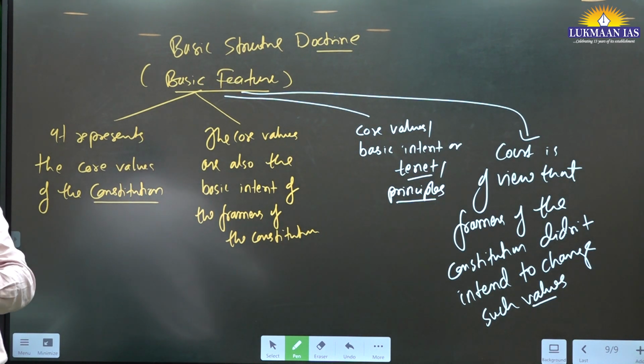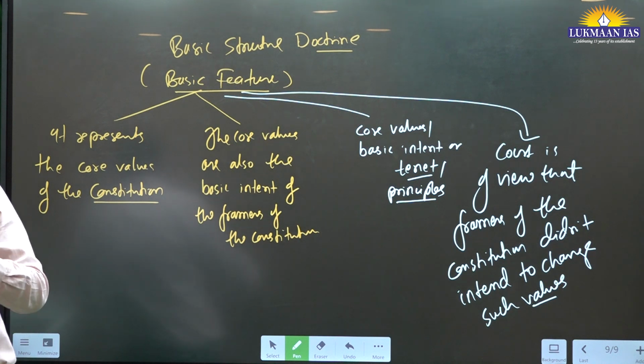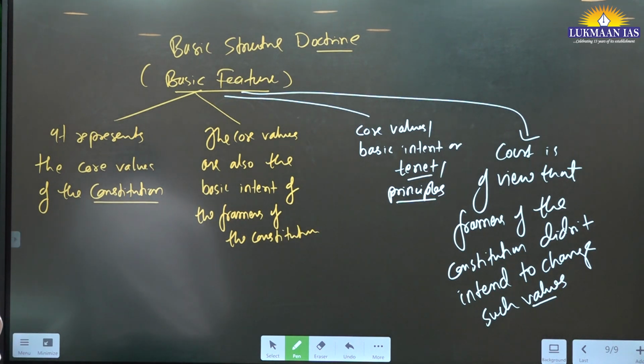So that question comes, and it is an extra constitutional development. Extra constitutional means which is not part of the constitution. Can an extra constitutional development, that too by an organ which is not representative of the people, impose such limitations on the representatives of the people? That is the question. So there are criticisms. It's not that there are no criticisms.